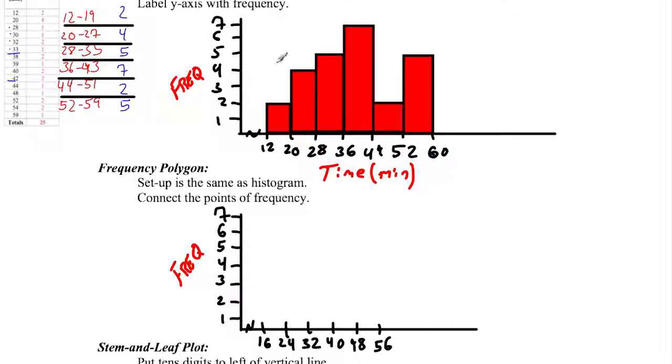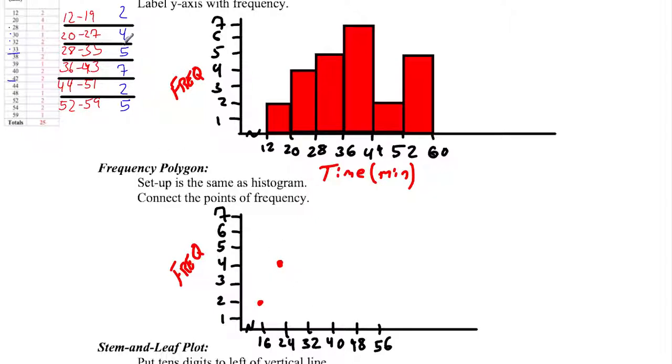So instead of drawing bars and all this, I'm just going to draw points. At 16, this interval here, 16 represents that midpoint. What's the frequency? Well, for that interval, frequency is 2. So I draw a point there. 24 is the midpoint of 20 to 27. So that frequency is 4.